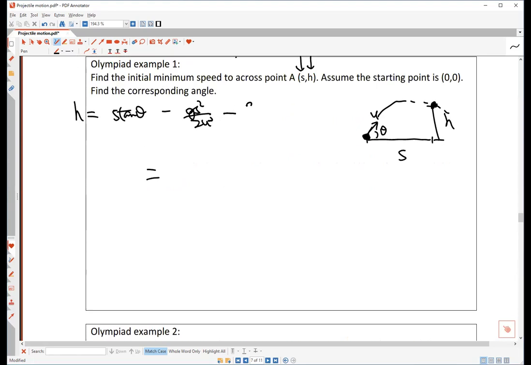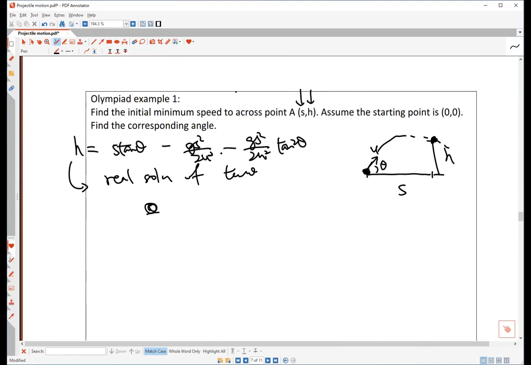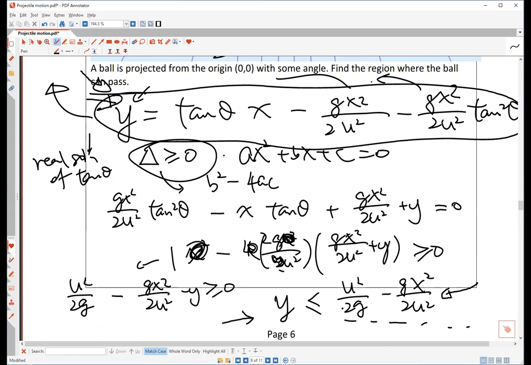And then minus gs squared over 2u squared tangent square theta. I think it's better now. And then we say that there is a real solution of tangent theta. So we are doing something similar. That means we want to hit this point, so you can find the angle to hit this point. And that means we still have the same result from this one.